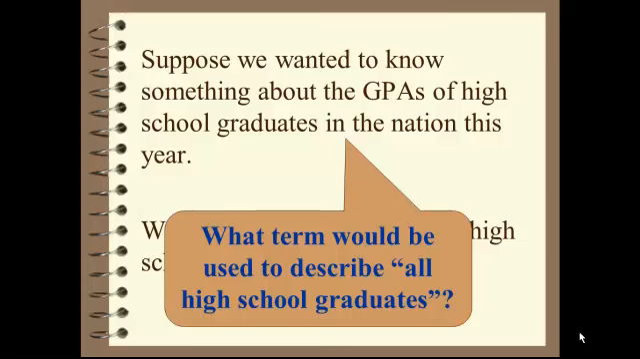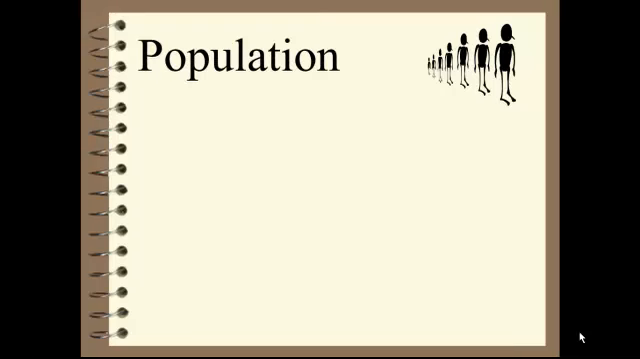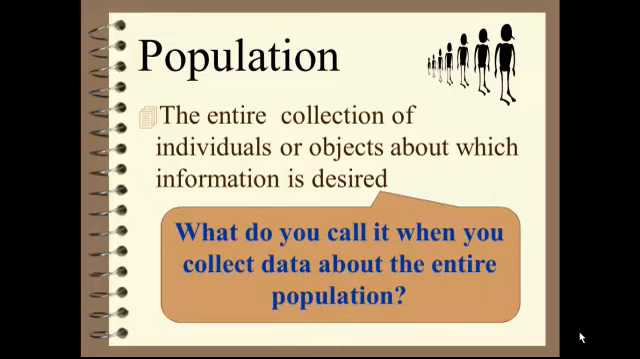So if we want to know about all the high school graduates, what kind of word would we use to describe them? Well, that's our population. That's the whole group that we want to know about. We want to know about all of the students, all of the graduating seniors in the nation. So that's our population. That's who we want to know about.